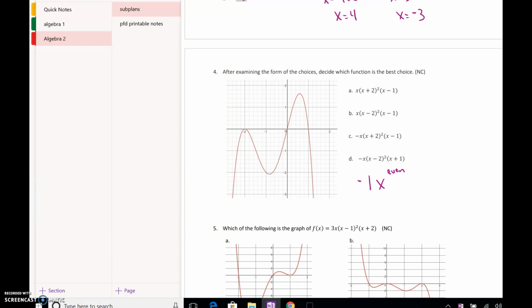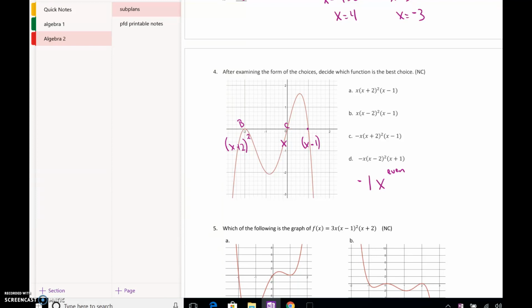The other thing I'm going to pay attention to is the bounce, wiggle, cross. It's bouncing at negative 2, which means the factor that got me negative 2 is x plus 2, and since it bounced, it was at a squared exponent. Here's another x-intercept, which means the factor that got me there was an x, and it crossed, so it's just showing up once. And here's another x-intercept at 1, so the factor that got me there was an x minus 1, and it just showed up once, so it crossed.